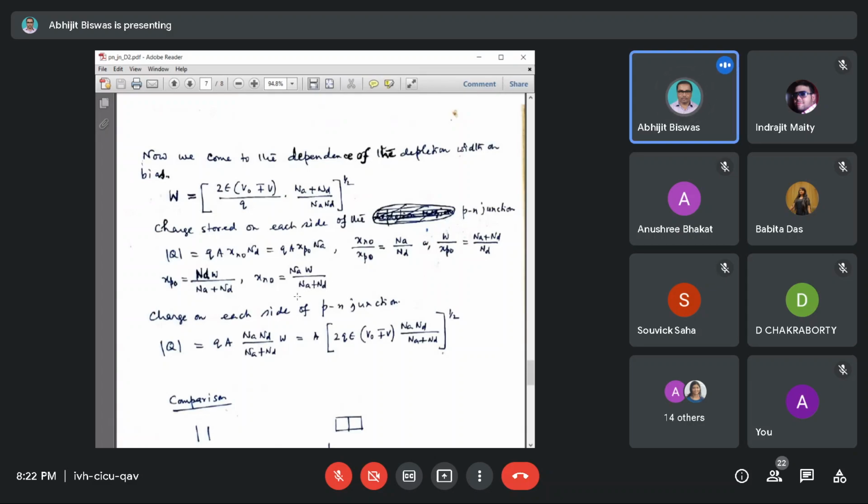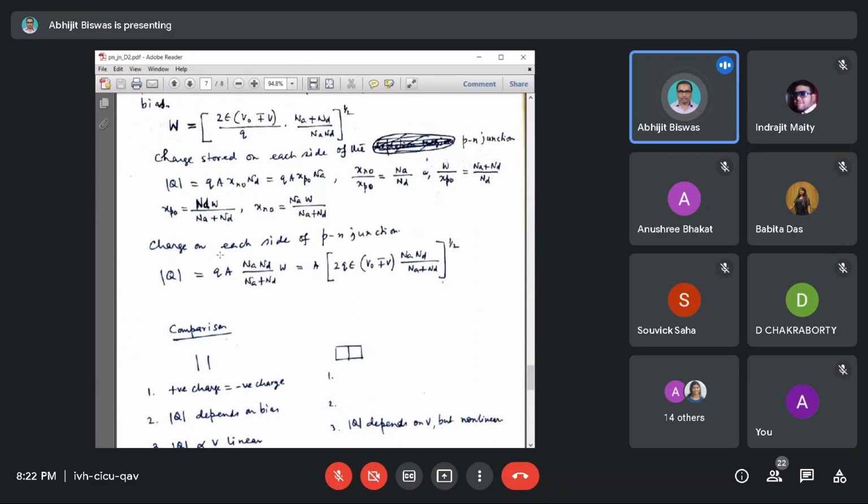আচ্ছা, charge stored on each side of the PN junction, that is equal to Q, equal to capital Q mod q A xn0 Nd, q A xp0 Na, এখানে দেখো xn0 by xp0 that is equal to Na by Nd। এখান থেকে একটা সিম্পল রিলেশনশিপ হাউ টু কম্পিউট xp0। xp0 মানে p সাইডে ডেপ্লিশন রিজিয়নের এক্সটেনশন, আর xn0 মানে it is the extension of the depletion region on the n side from the metallurgical junction, and that can be given by this equation.